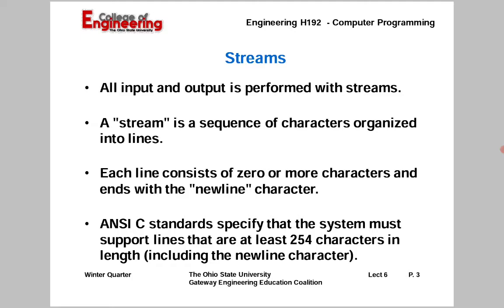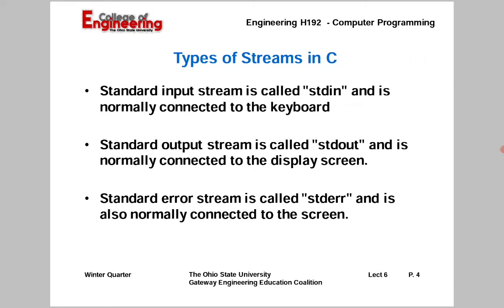So, streams. What are streams? Streams are nothing but files. All input and output is performed with streams. A stream is a sequence of characters organized into lines. Each line consists of 0 or more characters and ends with the newline character. Streams are also used for input output operations. What are the different types of streams in C language?